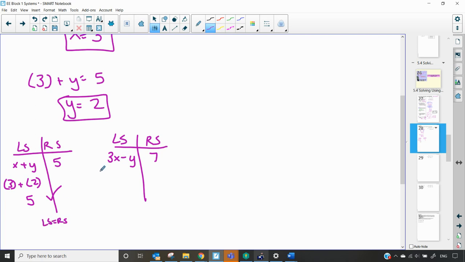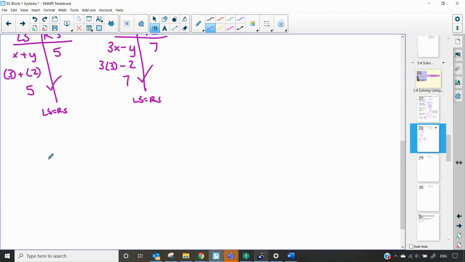Now for this one here, I've got 3 times x, so 3 times 3 minus 2. 9 minus 2 is 7. This one also works, so I know that this is a solution. So my final answer is (3, 2). Again, we often write our solution in coordinate format.